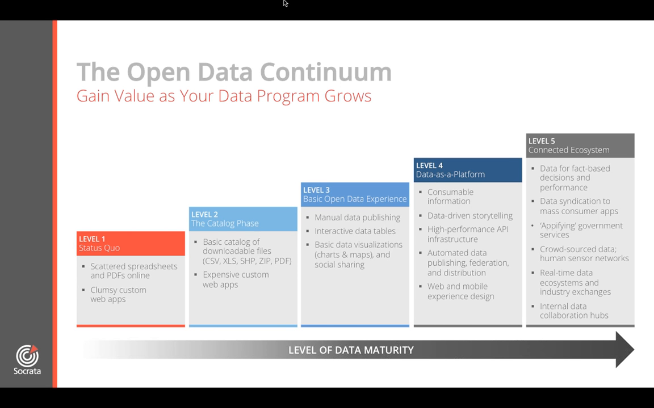What we see as the level 5 of open data is really the connected ecosystem. Data for fact-based decisions and performance, and data syndication for mass consumer applications. What we see as this level 5, this great connected ecosystem, is a story we have from the city of San Francisco. City of San Francisco is currently publishing their restaurant inspection scores onto their Socrata platform. They're doing so in a programmatic fashion. Yelp is then able to take those restaurant inspection scores by leveraging our API and automatically adding those restaurant inspection scores to their Yelp reviews. So not only do you see ratings of the restaurant in the Yelp score, but you also see their government data-powered restaurant score right there within the application.